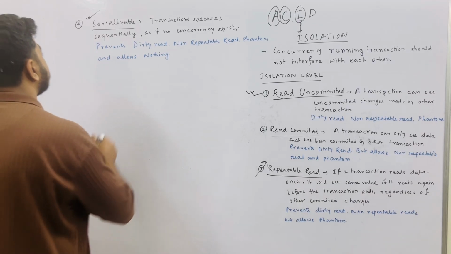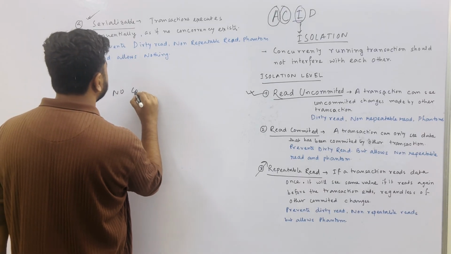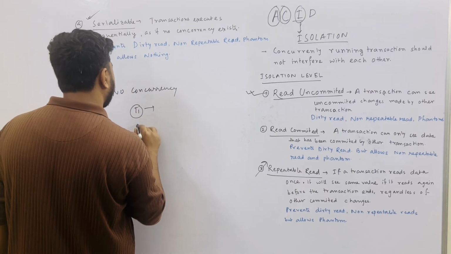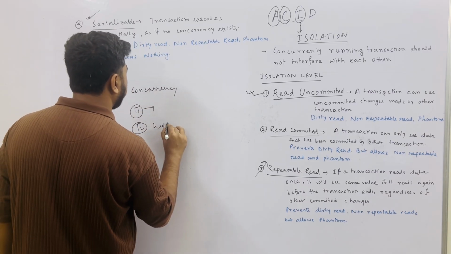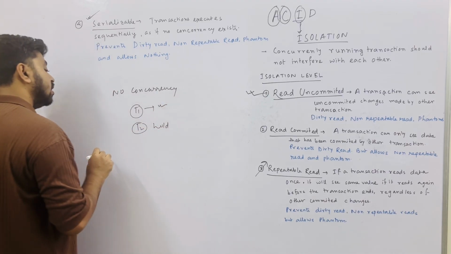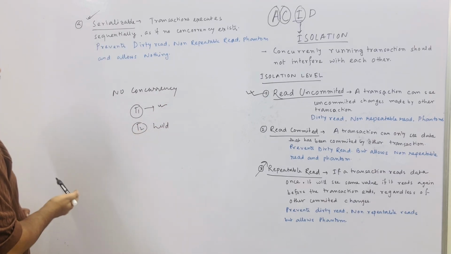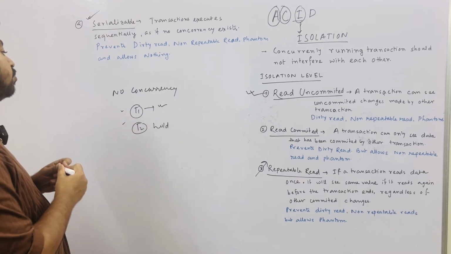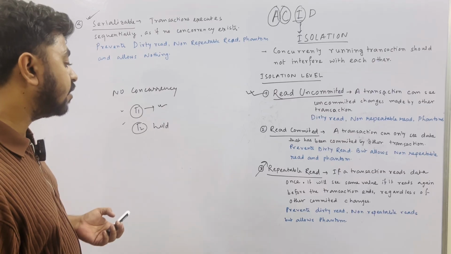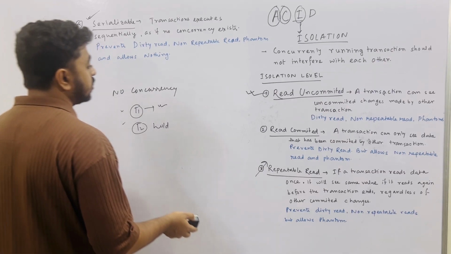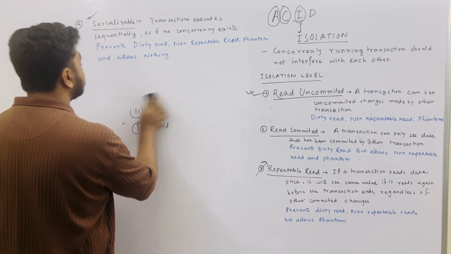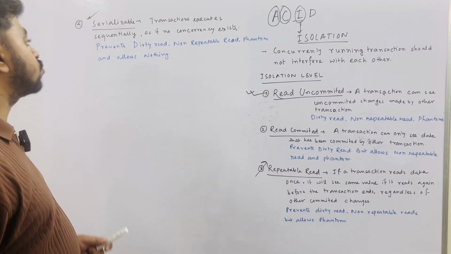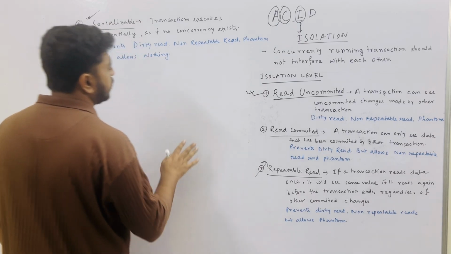Another is serializable. Serializable means no concurrency, because if a transaction is running, another transaction will wait until this transaction is finished. So definitely there are no issues, because two transactions will never run concurrently. There is no point of dirty reads, no point of non-repeatable reads, no point of phantom reads. So it prevents everything, but it makes the database operations very slow. So these are the basic isolation levels.